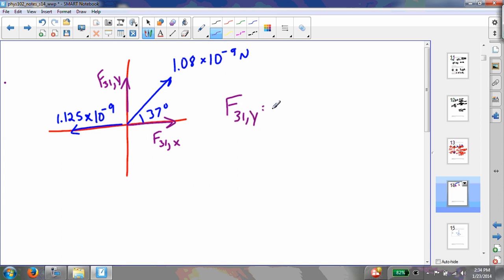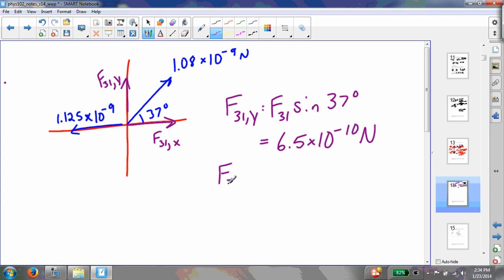F31, the y component, is equal to F31 times the sine of theta, which is 37 degrees in this case. I get 6.5 times 10 to the minus 10 newtons. That is going to be in the positive direction. And then F31x is going to equal F31 cosine of 37. Remember, this is how we find our x and y components. When our angle is measured off the x-axis, the x component is the magnitude of the vector times the cosine of the angle, and the y component is the magnitude of the vector times the sine of the angle.